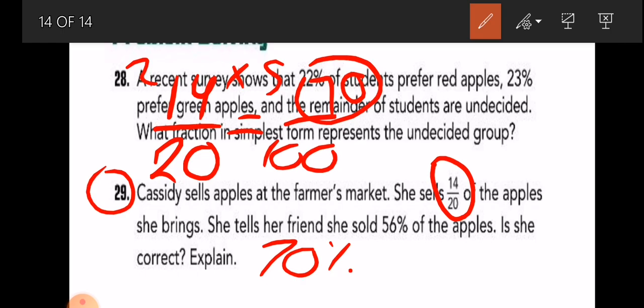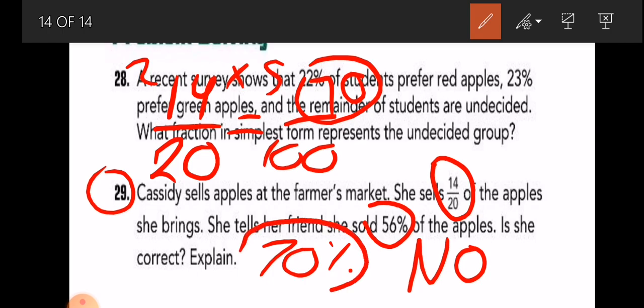So she's correct or no? She said that she sold 56% of the apples. Is she correct? No, not correct. How can we explain? By showing how we got the percentage as it's 70%, not 56%.